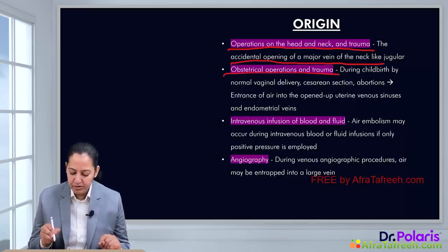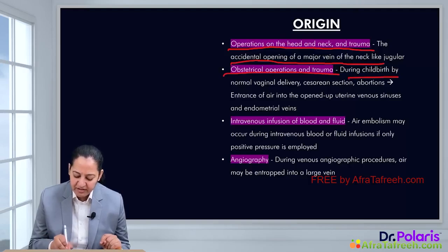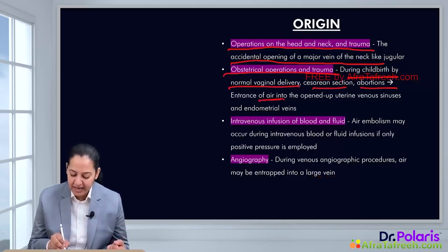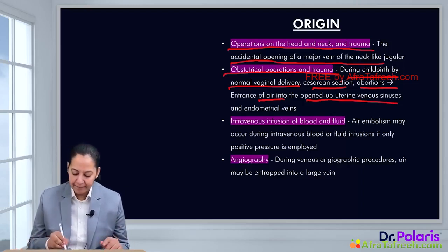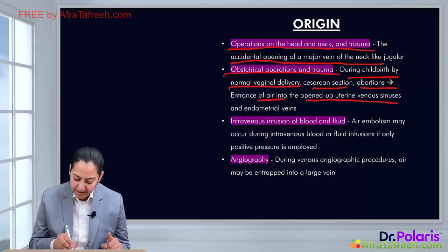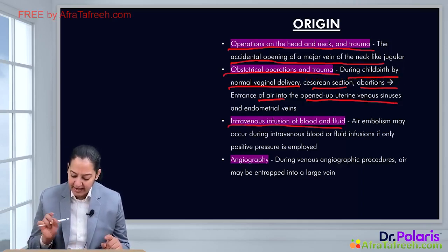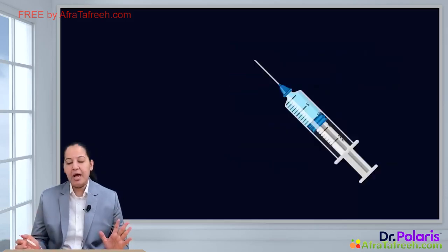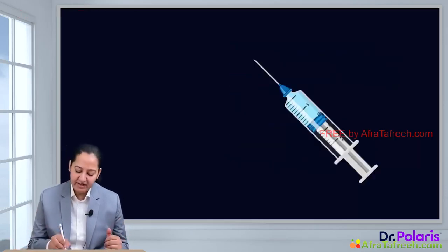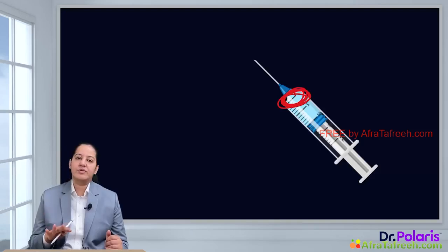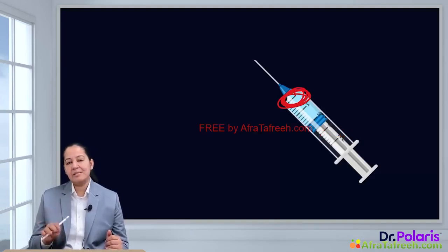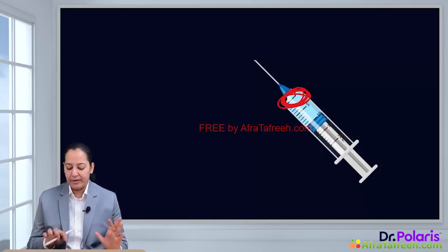During obstetric operations also, during childbirth, the normal vaginal delivery or cesarean section or abortion, there can be entrance of the atmospheric air in the opened up uterine sinuses and endometrial veins. So this can also happen. Sometimes it is due to accidental intravenous infusion of air during IV injections. You can appreciate this is an IV injection. Before giving the IV injection, all the air present in the syringe should be taken out and then introduced in the body of the patient. So sometimes there is accidental entry of air bubbles via IV injections and fluids.